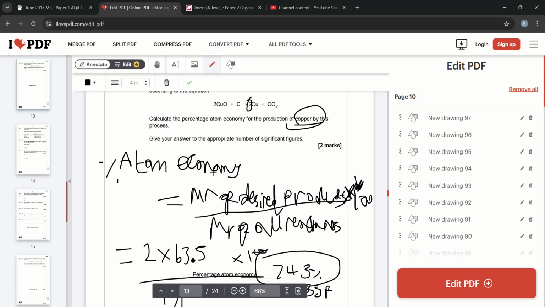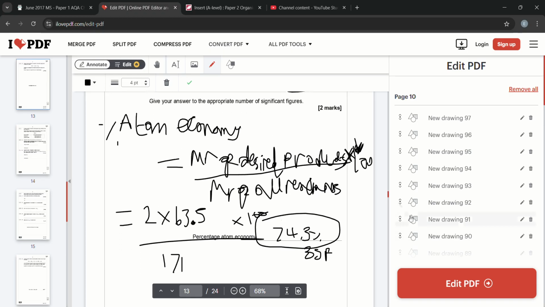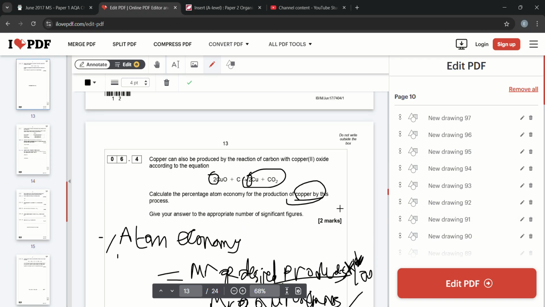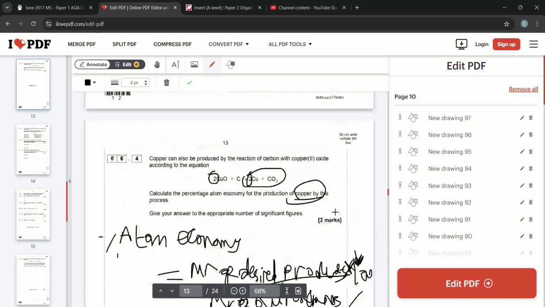So memorize the formula. Percentage atom economy is Mr of desired products over Mr of all reactants times by 100. In this case, it's not going to be the whole products, it's going to be the desired products. What do we want? We want the production of copper, not carbon dioxide. We also have 2 moles of copper in the equation, so we need to times the Mr of copper by 2, divide by all reactants, not just copper oxide, so copper oxide plus carbon, and also times the copper oxide by 2 because we've got 2 moles. Then times it by 100, and you should get 74.3% to 3 significant figures. And that is the end of question 6.